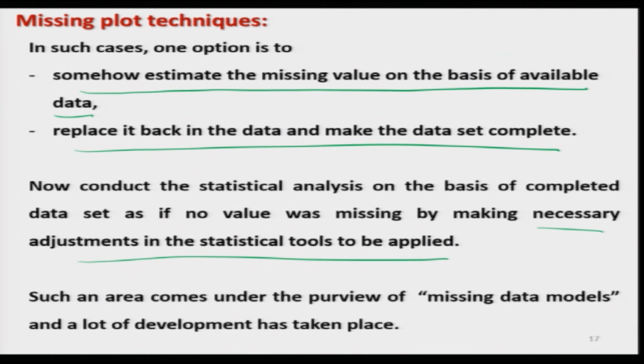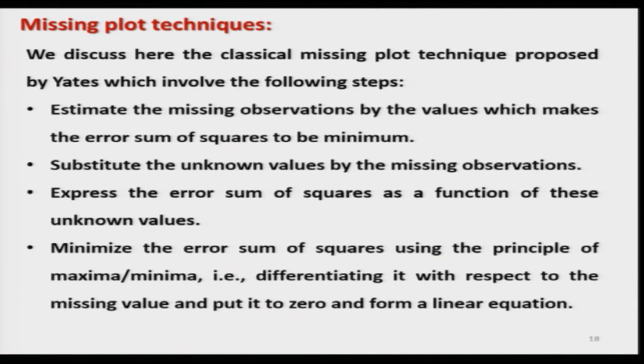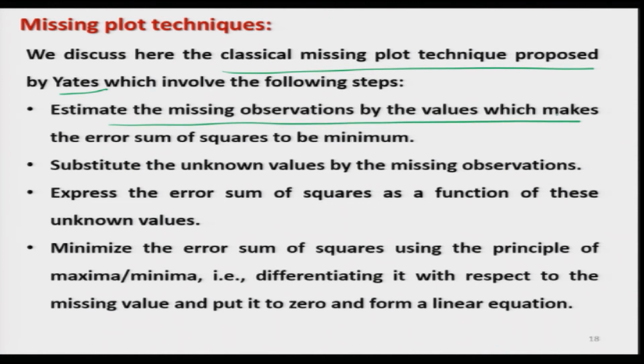Right. And as I told you earlier, such an area comes under the array of missing data models, and a lot of developments have taken place. But in this lecture we are going to discuss the classical missing plot technique which was proposed by Yates, and this technique has the following steps. The first step is to estimate the missing observation by the values which make the error sum of squares to be minimum. This means what?